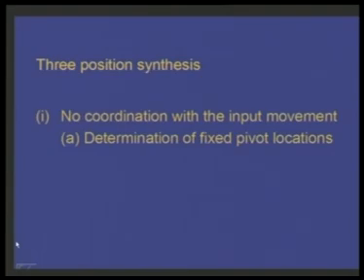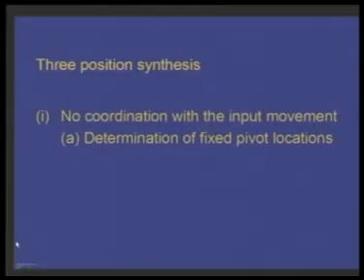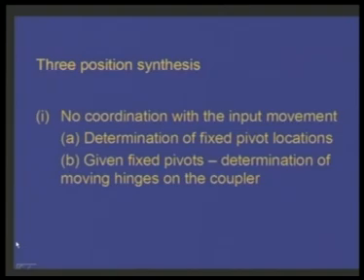One is determination of fixed pivot locations. That means we shall choose the moving hinges A and B on the coupler AB, and we have to determine what must be the locations of the fixed pivots, say O2 and O4, so that the coupler passes through three prescribed configurations.